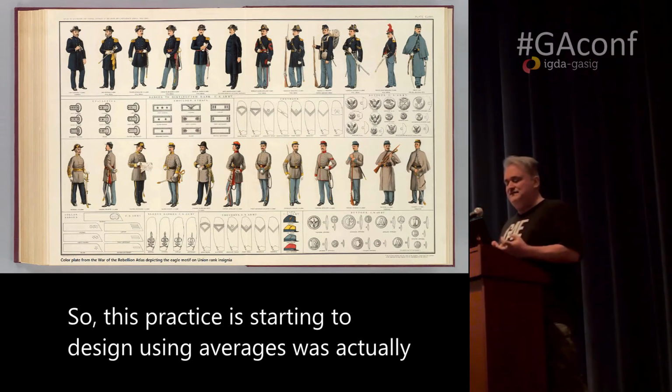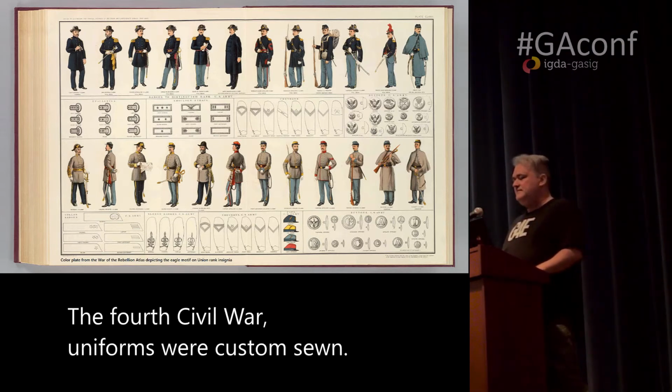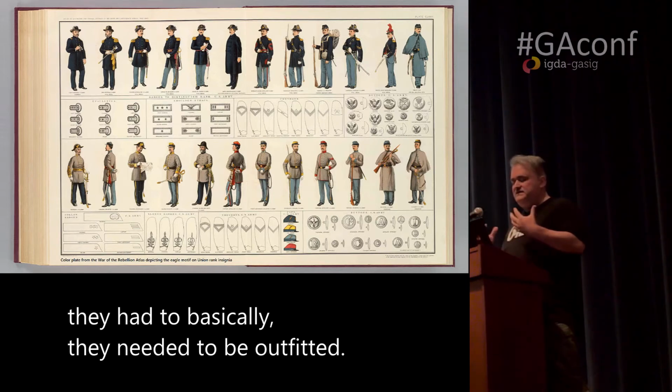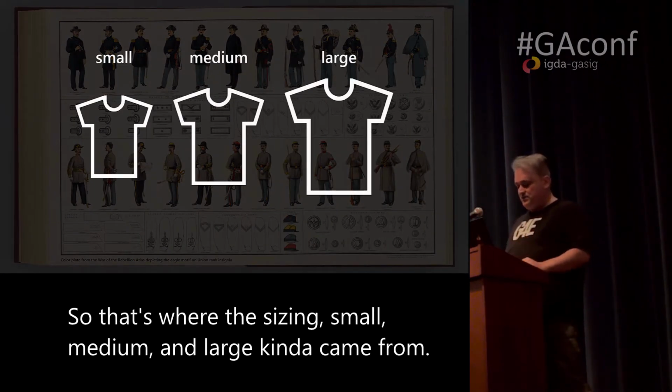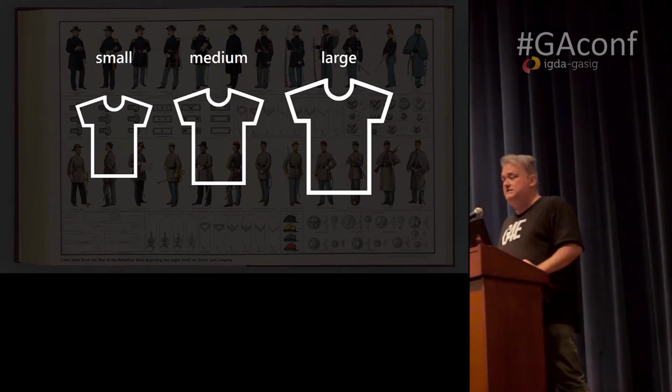So this practice of starting to design using averages was actually started in the Civil War. Before the Civil War, uniforms were custom sewn, but because there were so many people in the Civil War, they needed to be outfitted, they needed to do mass production. So that's where the sizing, small, medium, and large kind of came from. You know, things that we use in clothing today.